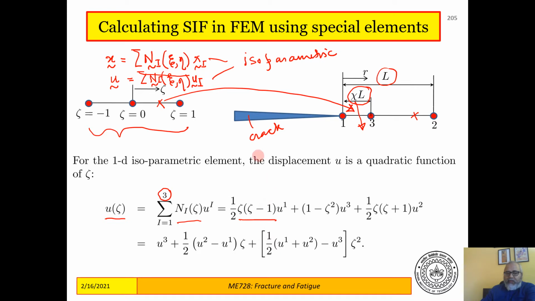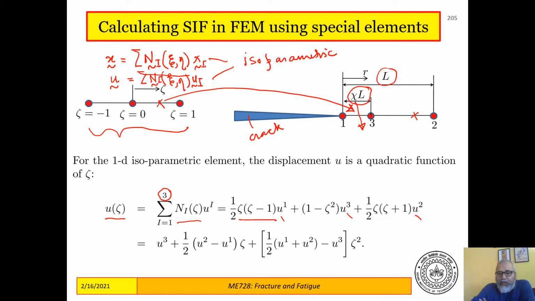N1 is zeta times zeta minus 1, divided by 2. So you can figure out that when zeta is equal to -1, this is going to be equal to 1, and when zeta is equal to 0 or +1, this is going to be 0. Same for this and same for this. So all of these shape functions satisfy the Kronecker delta property that shape functions should satisfy, and these are the nodal displacement values. These u1, u2, u3 are the nodal displacement values at nodes 1, 2, and 3 respectively.